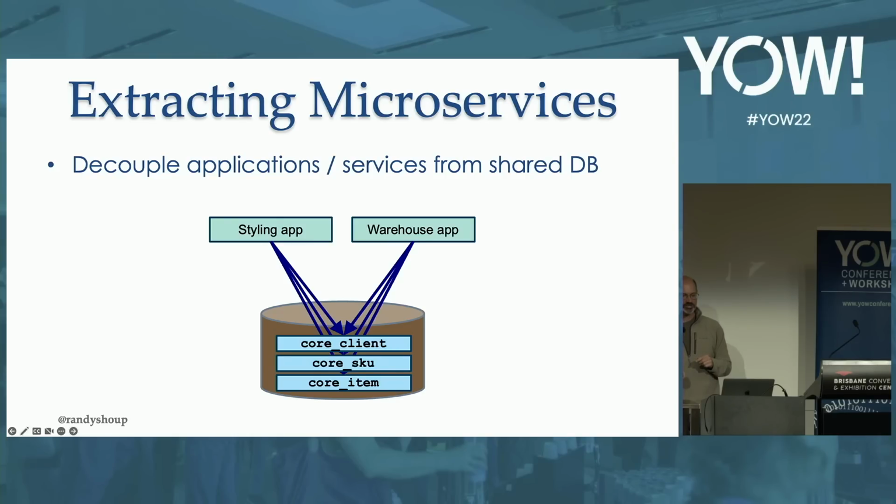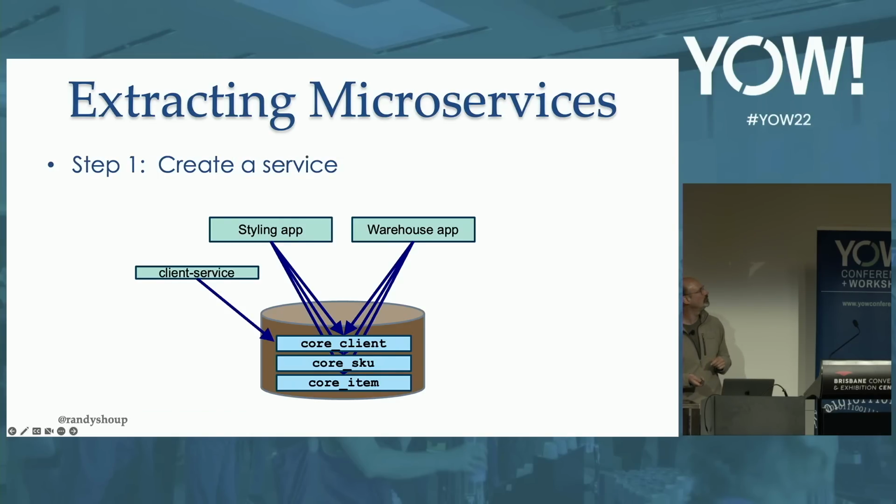OK, so the first thing that we want to do is create a new service that's going to cover a particular consistent, coherent part of the database. So in this example, we're going to move out client capabilities. That's what we called customers at StitchFix. So we're going to create the client service.